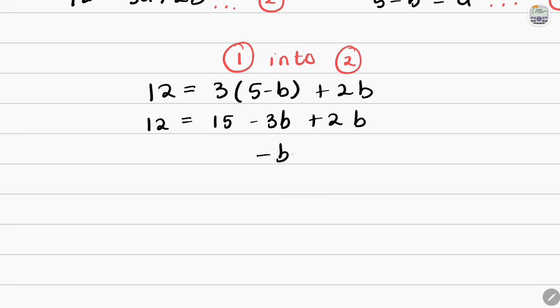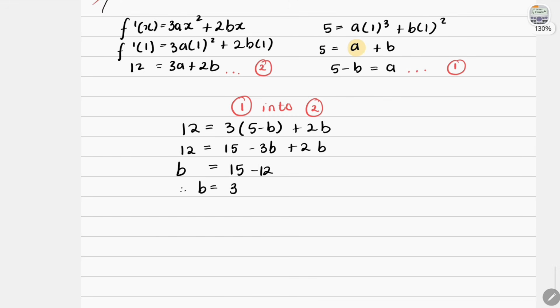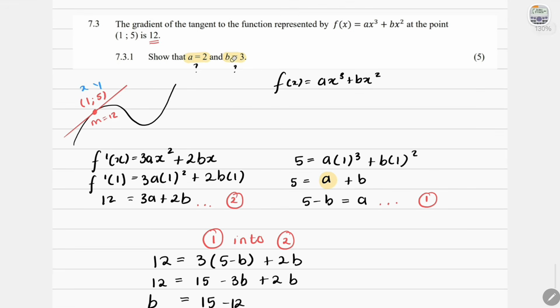So this is negative b, but you could just transpose this from the right to the left-hand side. So it becomes positive b is equal to, we still have the 15 on the right-hand side, and we can take this 12 over, so it becomes negative. And so 15 minus 12, we know that that is equal to 3. So therefore, b equals 3. And we've solved for b. Okay, just like they said it would be.